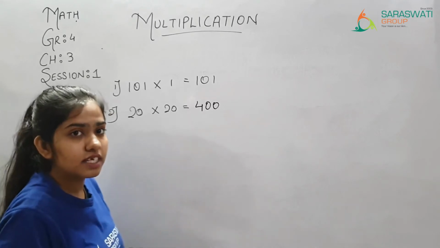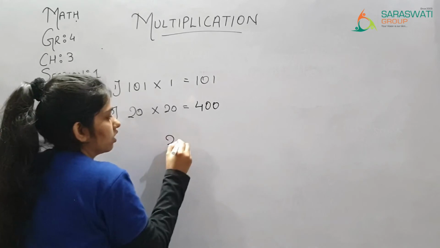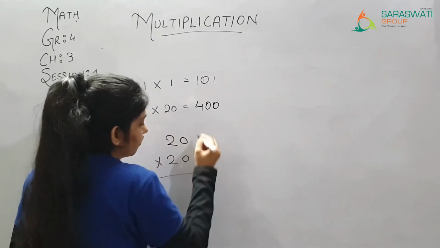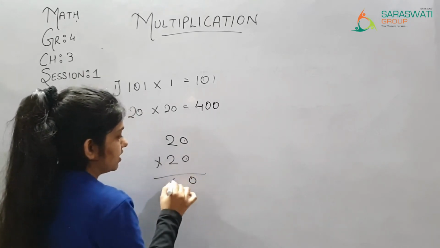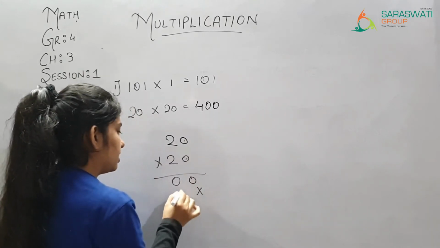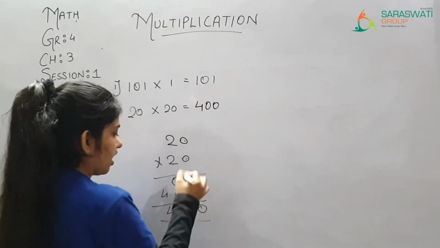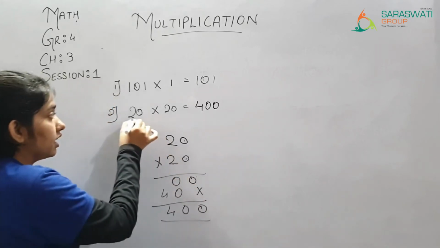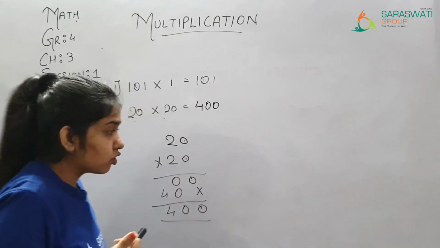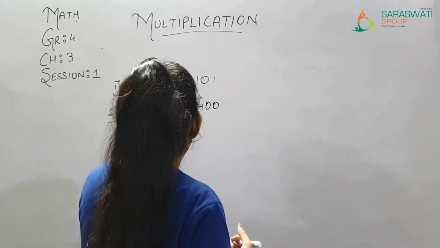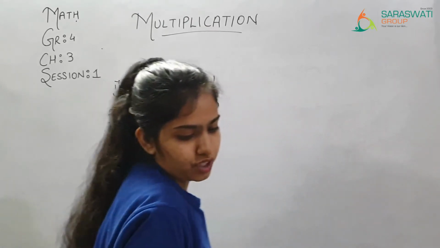See how easy it is. If you write 20 into 20 and solve it the long way: 0 into 0 is 0, 0 2s are 0, again 2 zeros are 0, 2 2s are 4, and now add them: 0 0 4 and then you will get the answer 400. But if you go this way you can easily get the answer in just a second. You will get the answers in just a few seconds. Right? Now let's see another one.